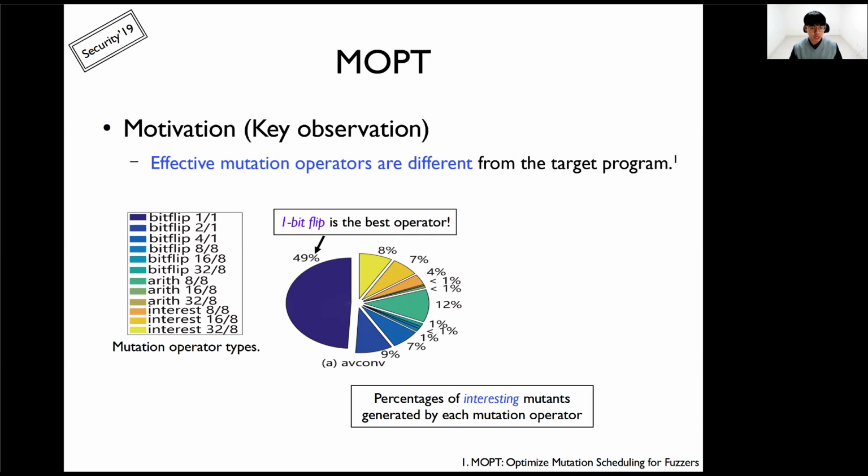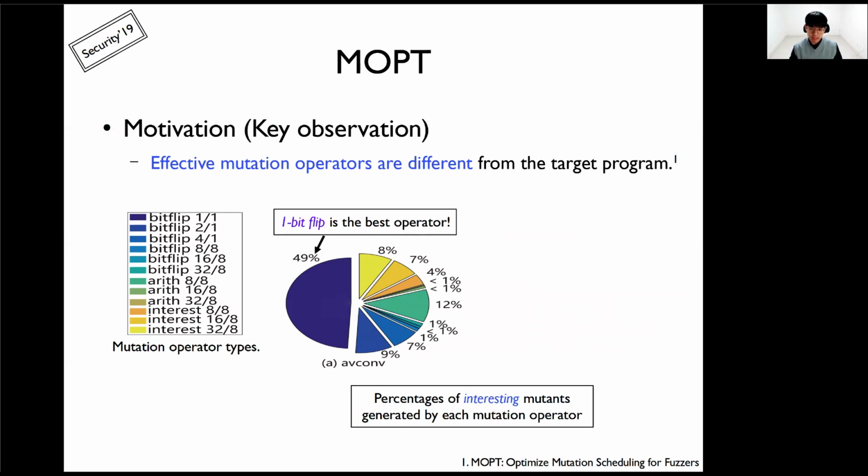For example, purple represents a 1-bit flip operator and green represents a 4-byte flip operator. And this pie chart shows the percentage of interesting mutants generated by each mutation operator. So having a higher percentage means that this operator is more effective for generating interesting inputs. And as you can see, when testing the open source program AVComp, the 1-bit flip operator contributed the most to generating interesting mutants, at 49%.